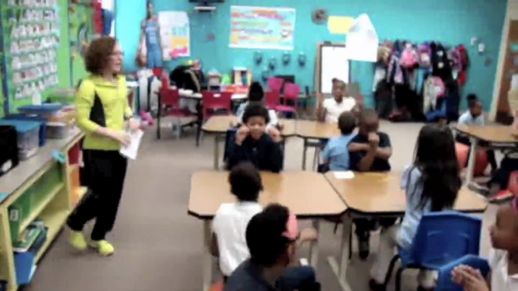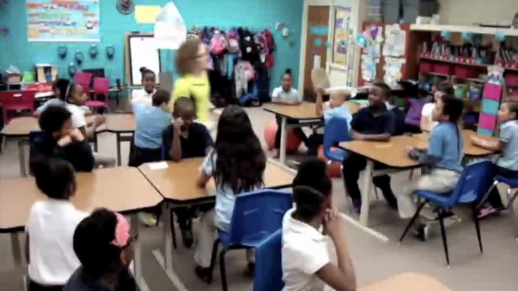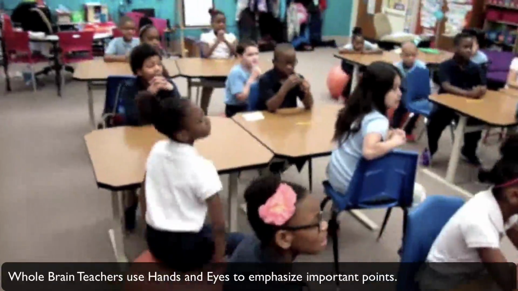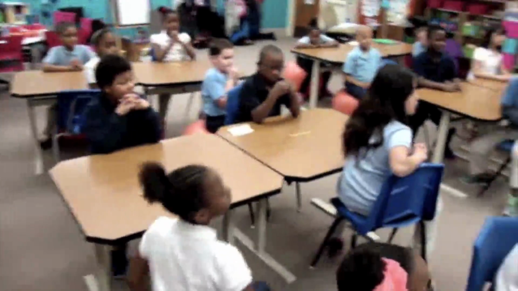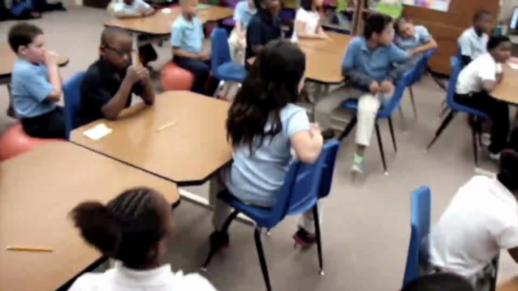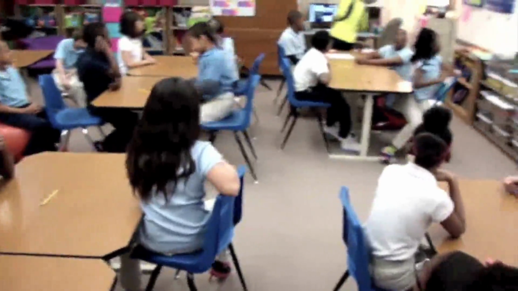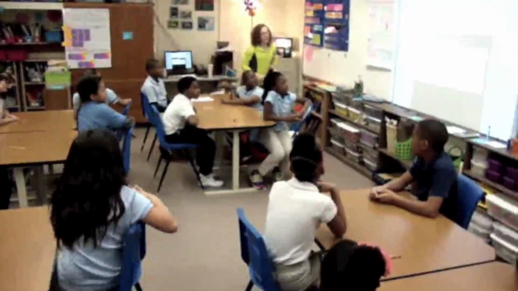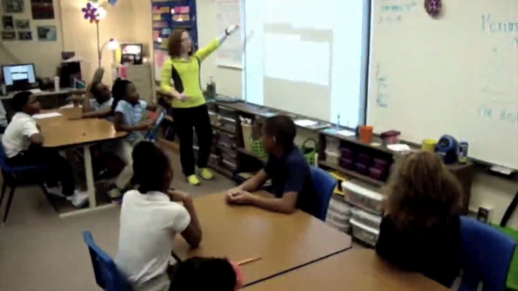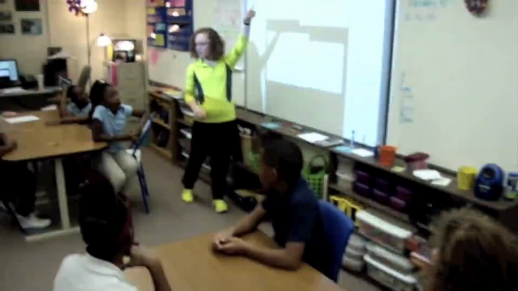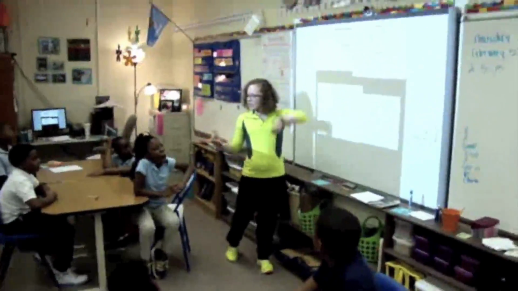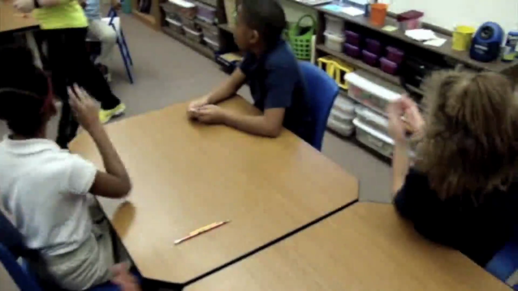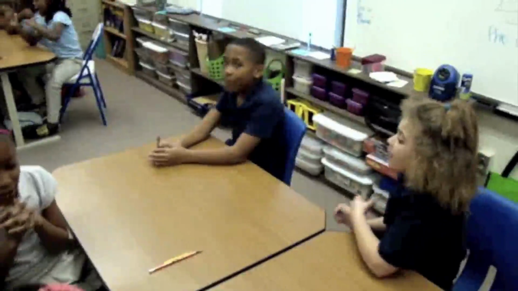Hands and eyes. If I have a shape with all the sides given to me, they've already measured for me, all I have to do is add those sides. You're looking at this rectangle right here. It has a side of 4, a side of 8, a side of 4, and a side of 8. Tell your neighbor what you would do to those sides.